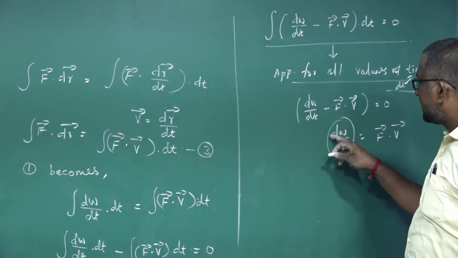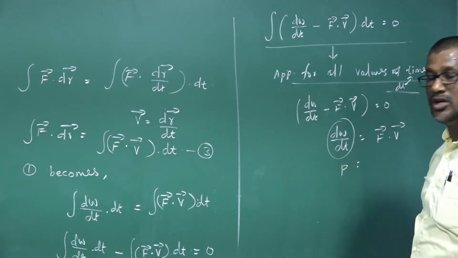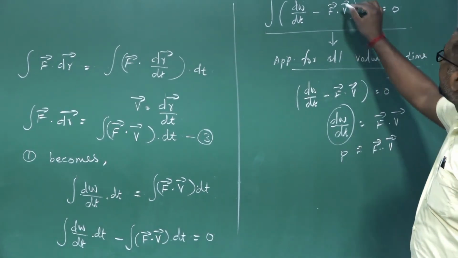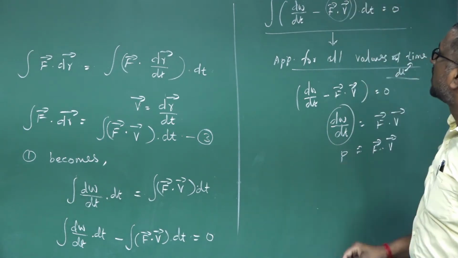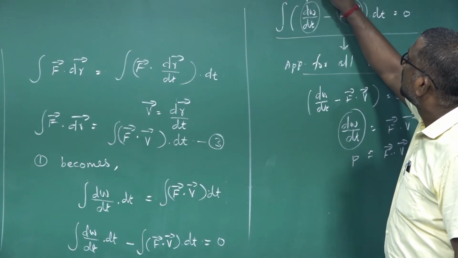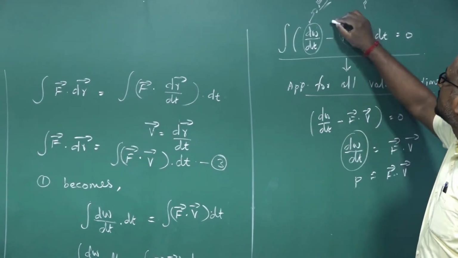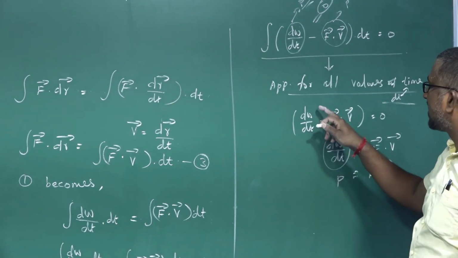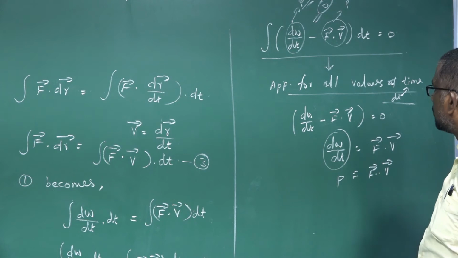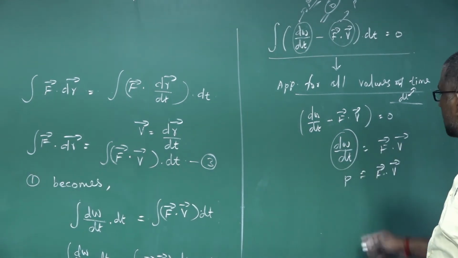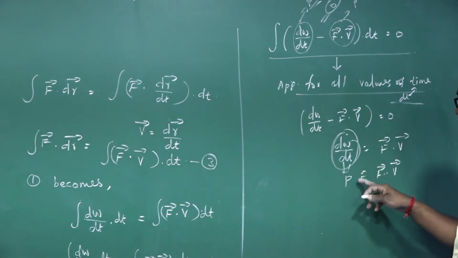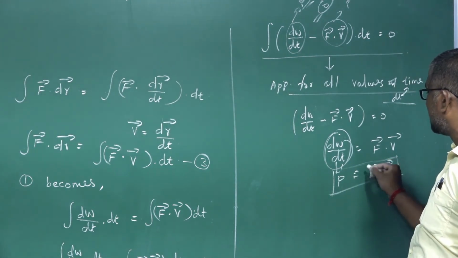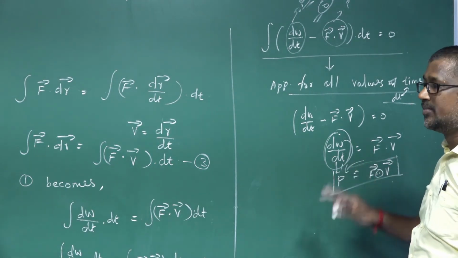We know that dW divided by dt is nothing but the rate of doing work, which is called power. So power P is equal to F vector dot v vector. Here F vector dot v vector is the power, and dW divided by dt is also power. If both power values are subtracted, we get 0. That is why the term within the bracket should be 0. Therefore dW divided by dt is equal to F vector dot v vector. So the dot product of force and velocity is nothing but power. This is the vector form of power.